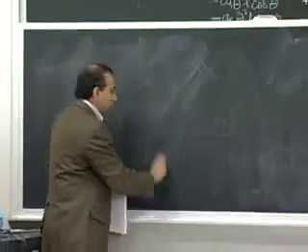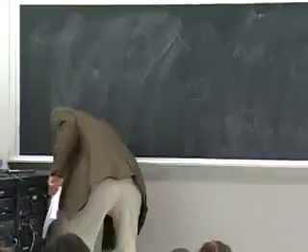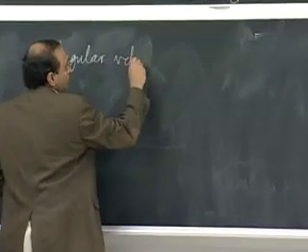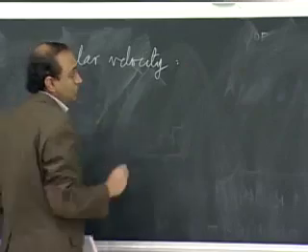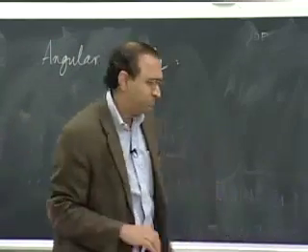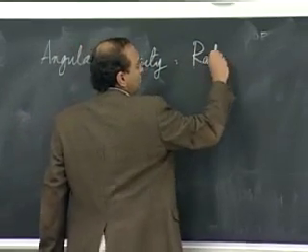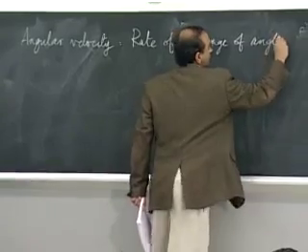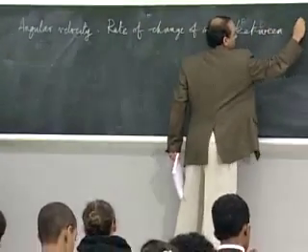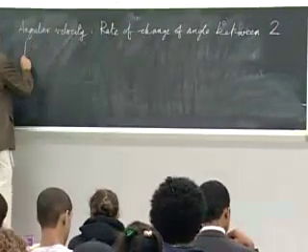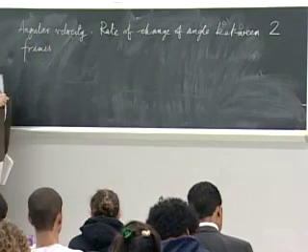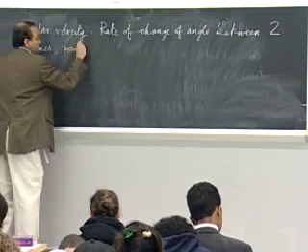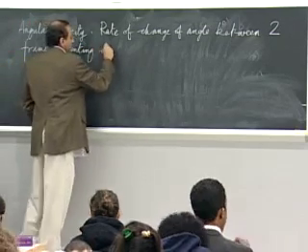The angular velocity. We'll limit this definition to 2 dimensions. Very simple, right? Rate of change of angle between 2 frames. Okay? But that's just a scalar pointing in a perpendicular direction.